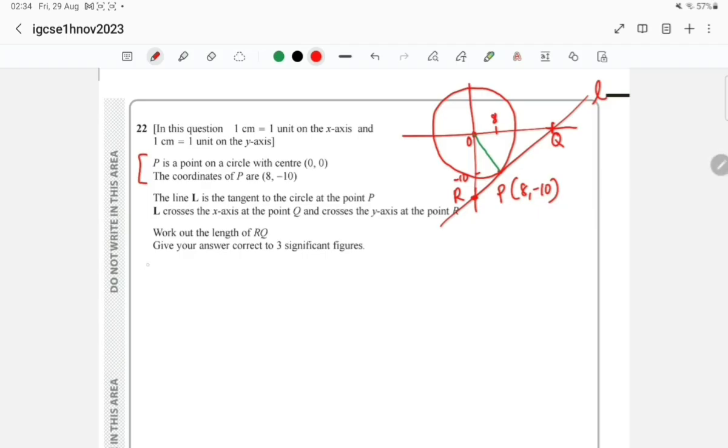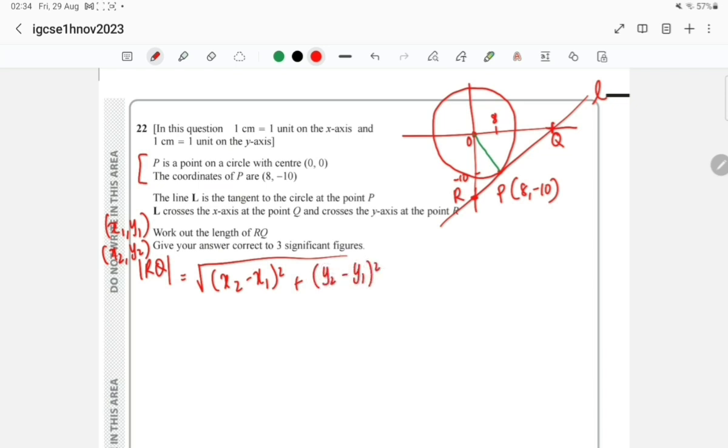Because the equation to find the distance of RQ would be what? If, let's say, R is (x1, y1) and Q is (x2, y2), then RQ would be the square root of (x2 minus x1) squared plus (y2 minus y1) squared. So this is what we need to find the distance. So I will need my two points, R and Q, as two coordinates, right? Now to find these two coordinates, I will need the equation of the line L.